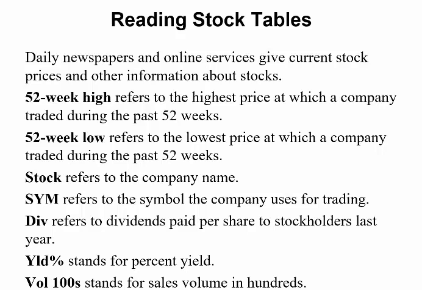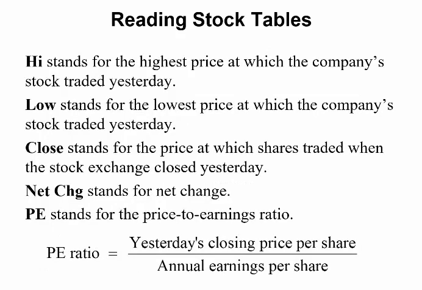We'll go through an example of all this in a bit. High stands for the highest price at which the company stock traded yesterday. Low stands for the lowest price at which the company stock traded yesterday. Close stands for the price at which shares were traded when the stock exchange closed. And net CHG stands for the net change. And PE stands for what's called the price to earnings ratio. So PE ratio equals yesterday's closing price per share divided by the annual earnings per share.